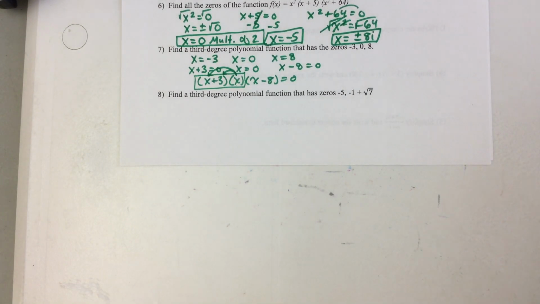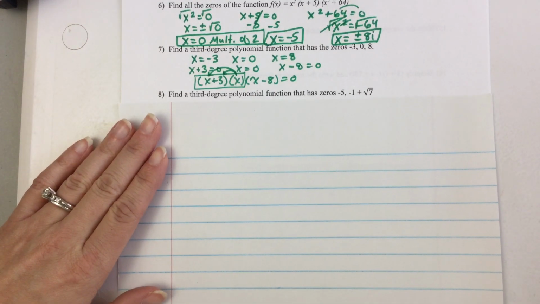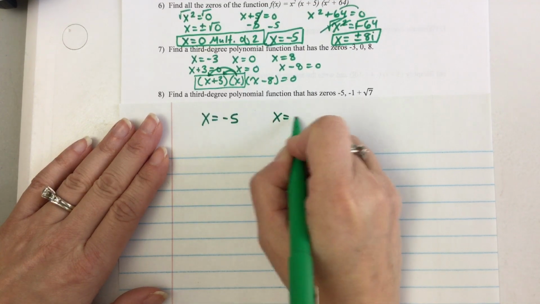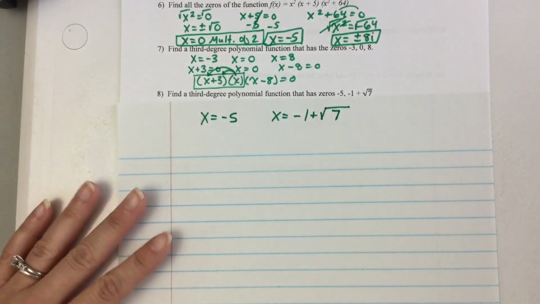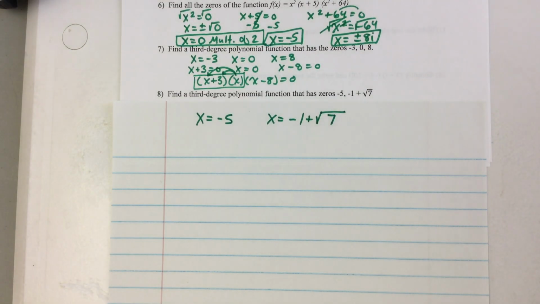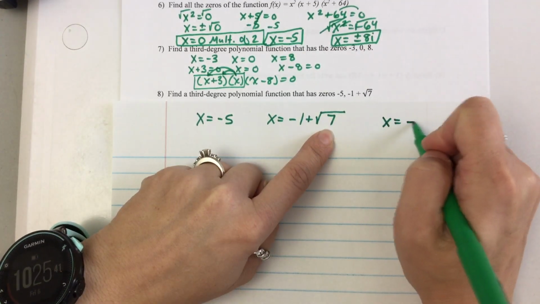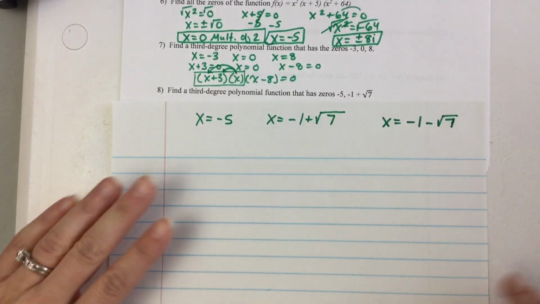Here's another one. This one's going to get a little bit tougher because we have a conjugate and a square root term. Find a third degree polynomial if its zeros are x equals negative 5 and x equals negative 1 plus the square root of 7. Well, notice that they did not give you all of the zeros. Remember, you can never have an imaginary solution or a radical without having its conjugate. So if negative 1 plus the square root of 7 is a solution, negative 1 minus the square root of 7 also has to be a solution.